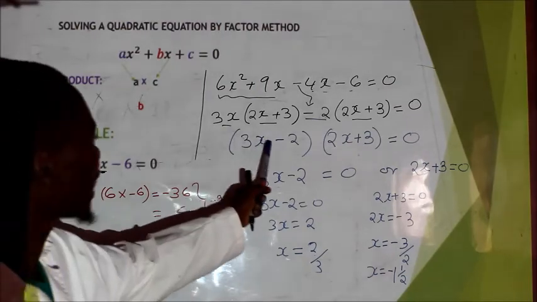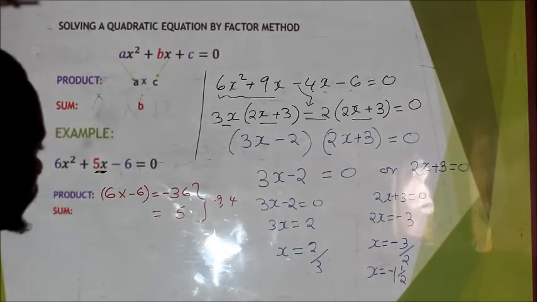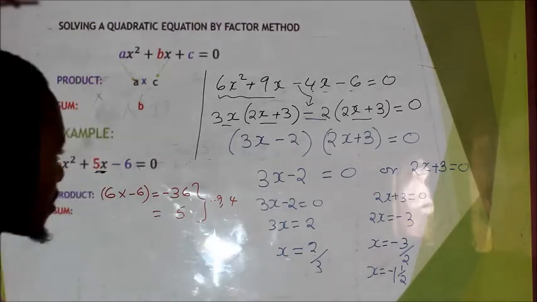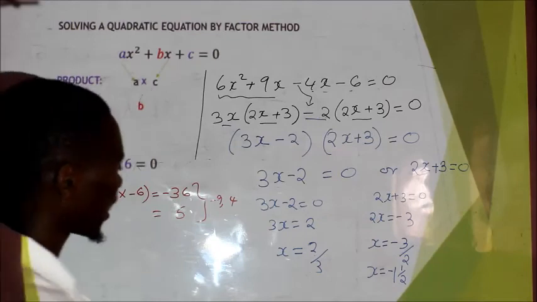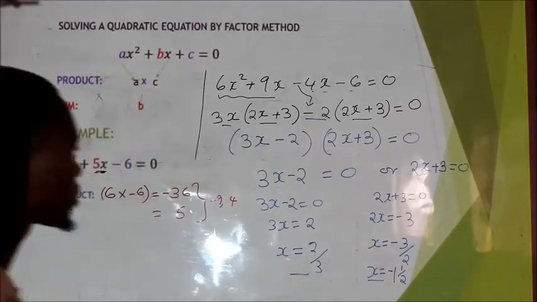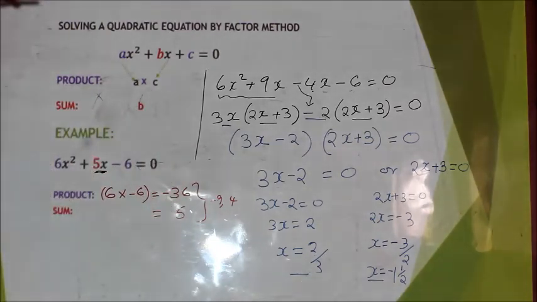You consider this part equal to 0 and solve for the value of x. Consider this part equal to 0 and solve for the value of x. And that generates for you the two values of x. So basically that's how we solve a quadratic equation by factor method.